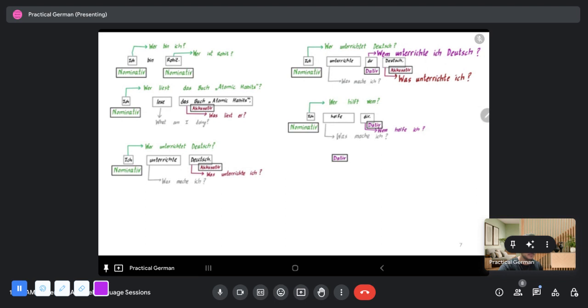Wem helfe ich? Thank you. Focus on the questions. Wer, nominative. Wem, dative. Was, accusative. Right? Focus on the questions that you are asking.